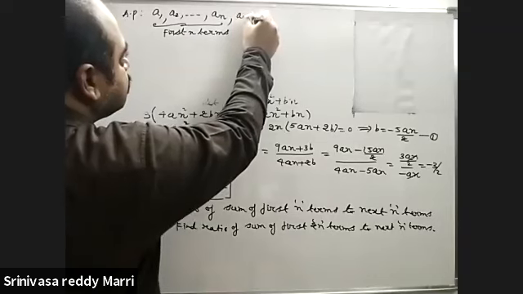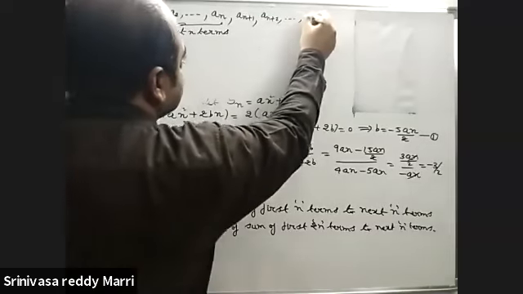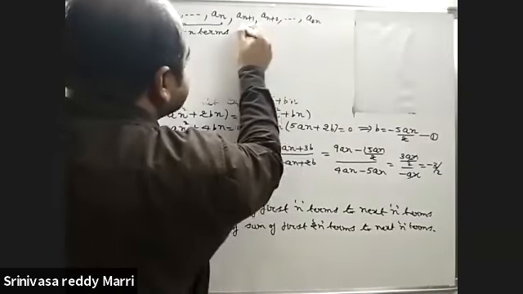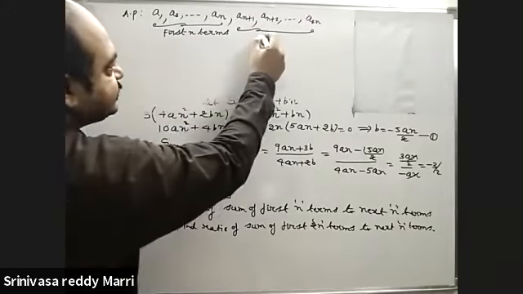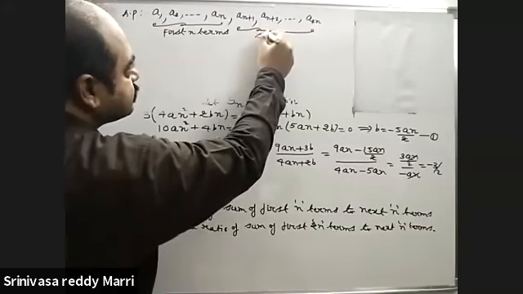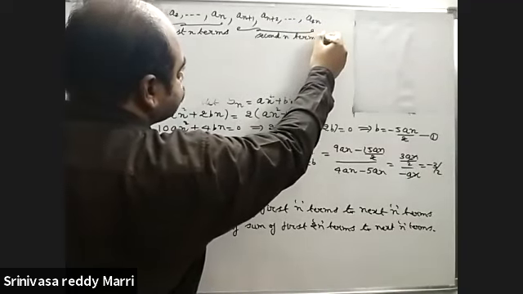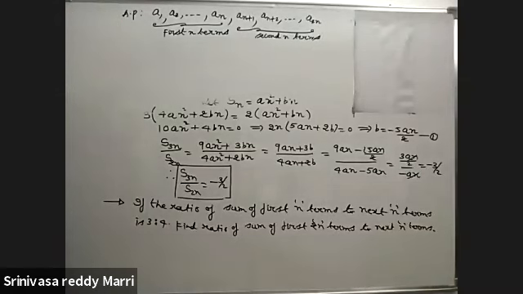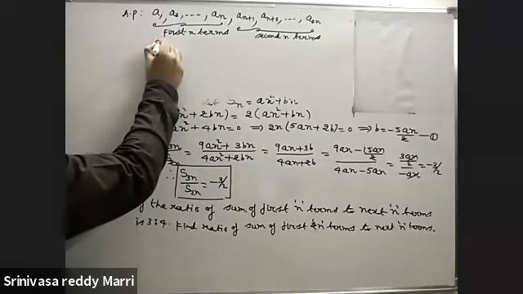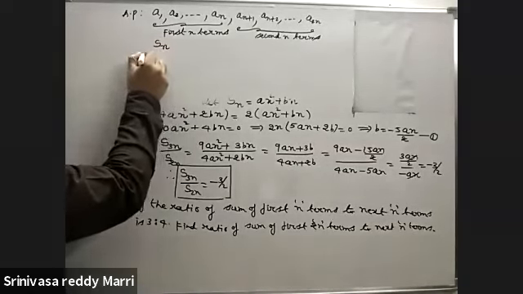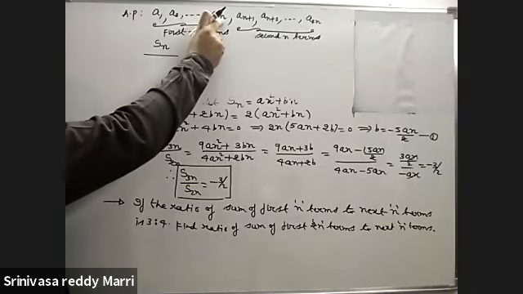That means a(n+1), a(n+2), and so on up to a(2n). Next n terms always means the n terms after the first n terms, the second n terms. So he has given the ratio. What is the ratio given? The sum of first n terms divided by the sum of the next n terms.